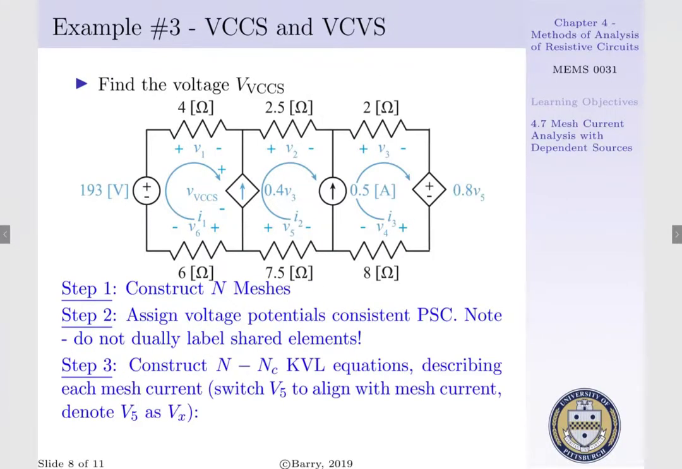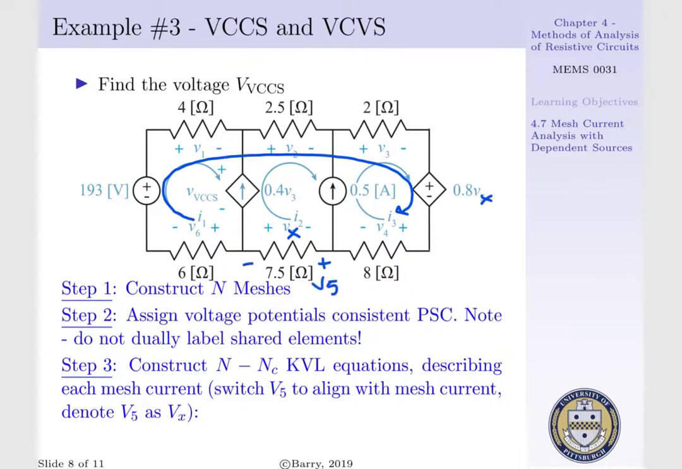Step 3 is to construct n minus n sub c KVL equations describing each mesh current. Since we have 2 current sources, we only need 1 KVL equation. To do such, we'll apply 1 KVL equation that bypasses our 2 current sources. And to make our matters a little more simple, what we will do is change V5 to Vx, and then prescribe V5 consistent with our passive sign convention.